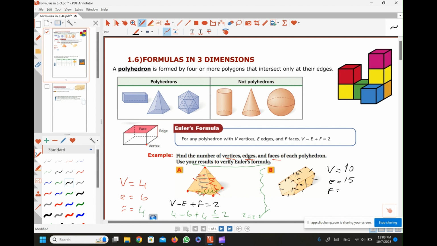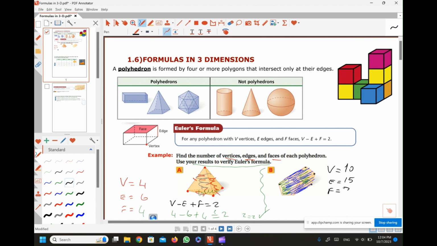And about the faces, let's take a look at the faces. How many faces do you see here? Here we have one pentagonal face here, the other pentagonal face at the back, 2 faces, and 3 faces, 4 faces, 5 at the bottom, 6 at the back, 7 at the upper left. So we totally have 7 faces.